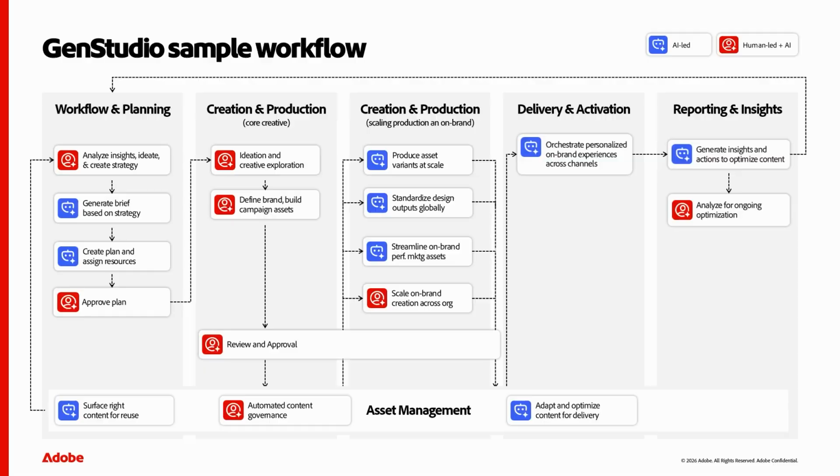So here's just an example of a workflow. We're not going to go into this, but the idea is multiple steps in this workflow through the content supply chain process have a combination of people and agents working together in order to create the efficiency you need to scale content.